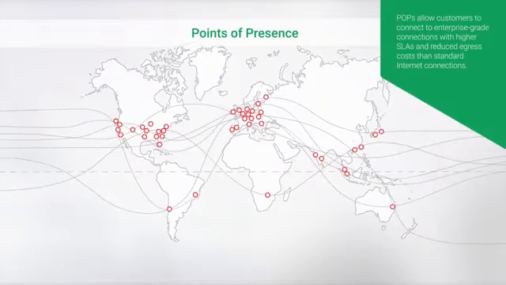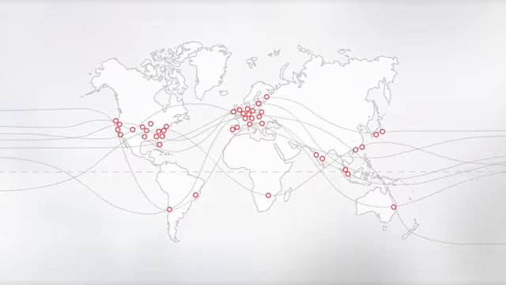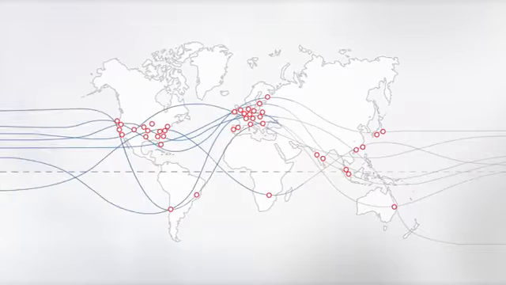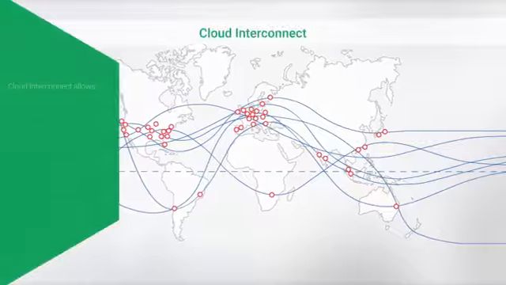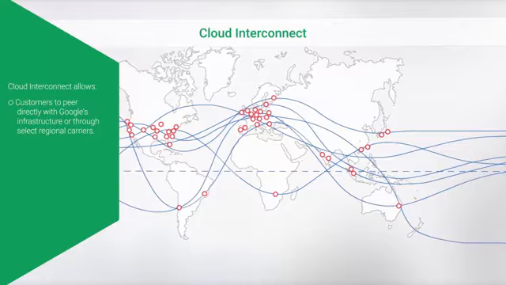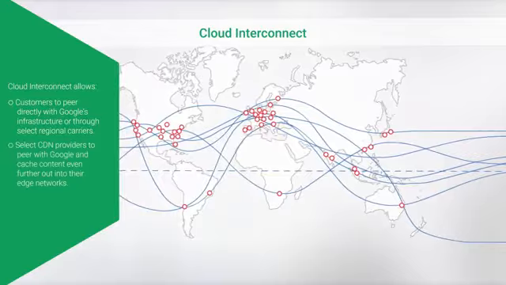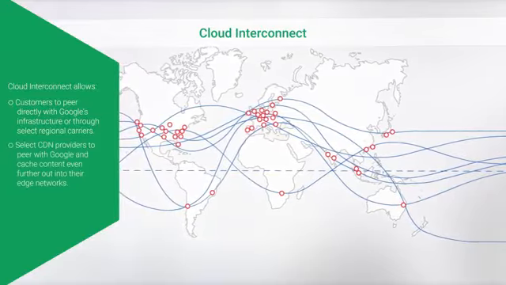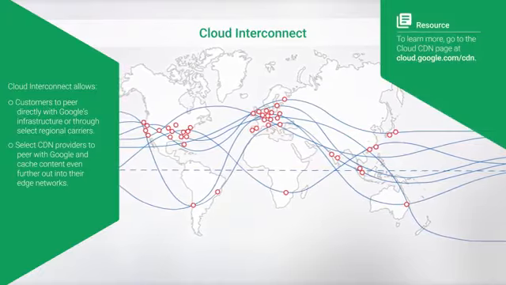POPs allow customers to connect to enterprise-grade connections with higher service level agreements, or SLAs, and reduced egress costs than standard internet connections. POPs extend the reach of Google's network even farther than their edge locations. This service is called Cloud Interconnect, and it allows customers to peer directly with Google's infrastructure or through select regional carriers, and it allows select CDN providers to peer with Google and cache content even further out into their edge networks, thus expanding the scope of CDN coverage.